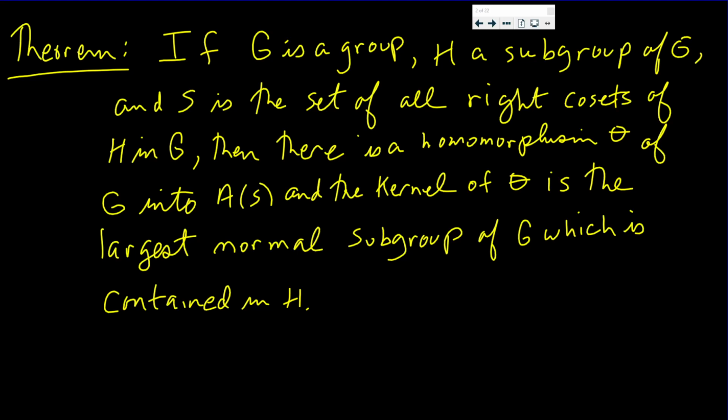Theorem. If G is a group, H a subgroup of G, and S is the set of all right cosets of H in G, then there is a homomorphism theta of G into A of S, and the kernel of theta is the largest normal subgroup of G which is contained in H.